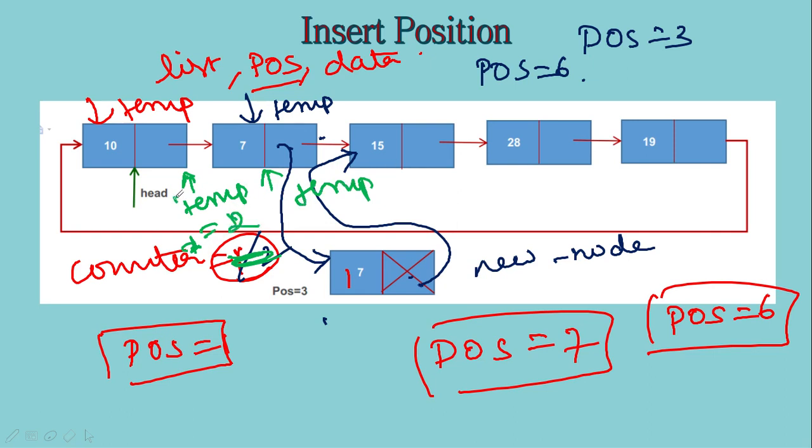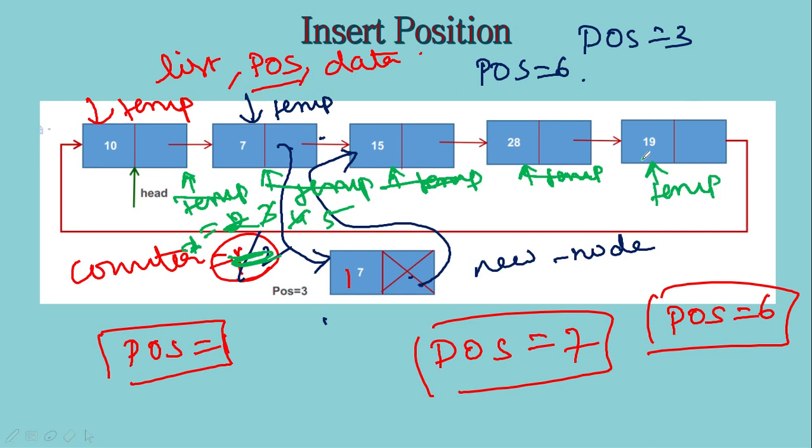Now check whether temp is at the last node, no, and you check whether counter is 1 less than the position, no. So you move the temp to the next node and you will make counter equal to 3. Now you check whether your temp is in the last node, no, whether your counter is 1 less than the position, no, right? So increment the counter and move your temp to the next node, and now you check whether your temp is in the last node, no, whether your counter is 1 less than the position, no, increment it and move temp to the next node, right?